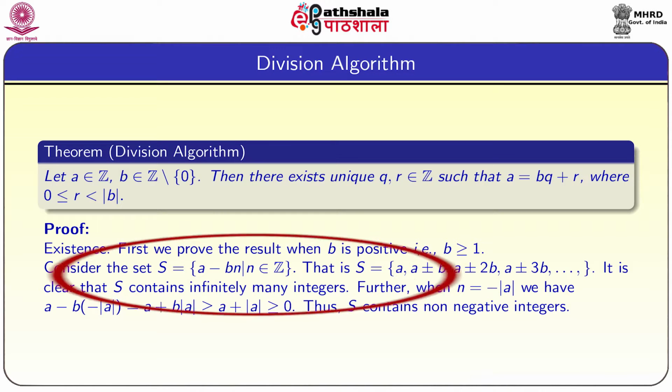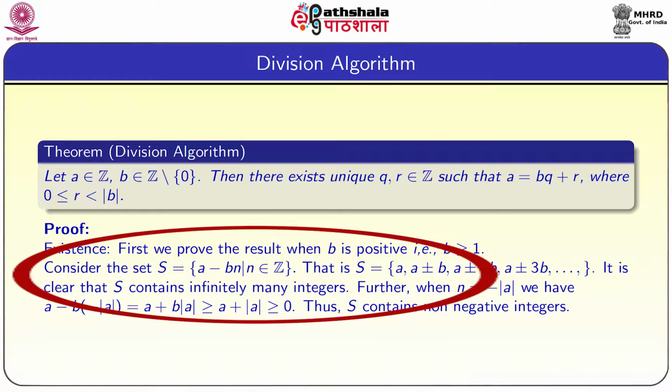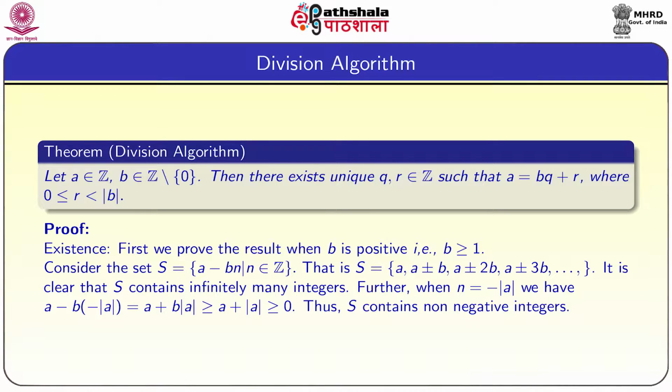Consider the set S equal to {a - bn : n belongs to Z}. Again if you look at the set, a and b are fixed, n is changing, n is the variable. That is, the set S is equal to {a, a plus or minus b, a plus or minus 2b, a plus or minus 3b, and so on}. It is clear that S contains infinitely many integers.